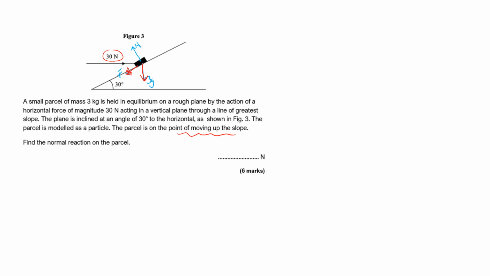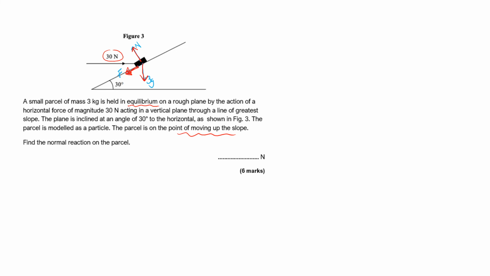Now the thing we're being asked to find is the normal reaction, which is going to be perpendicular to the slope. Now because we're told it's in equilibrium, all the forces that are going to be perpendicular to the slope are going to cancel out. So the only forces we need to look at now and resolve are the ones that are perpendicular. The friction is parallel to the slope, so that's not going to be involved in the calculation.